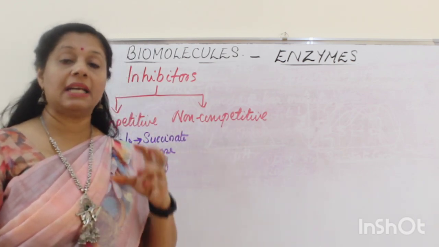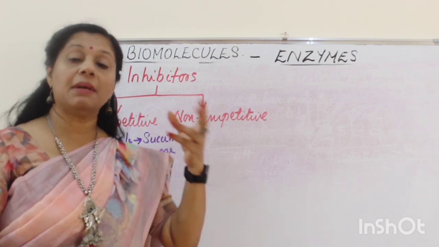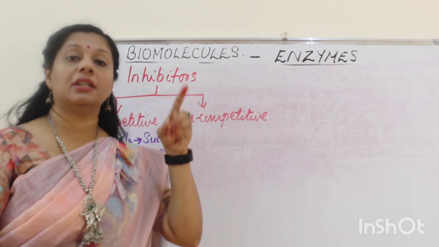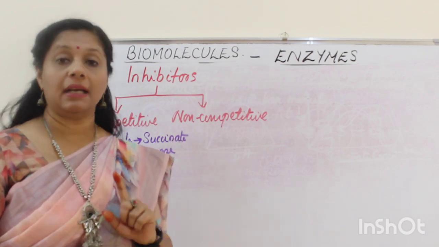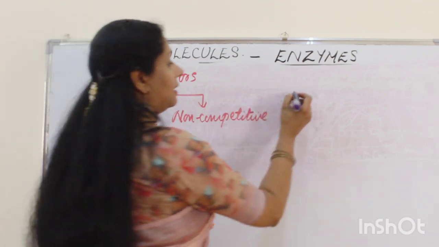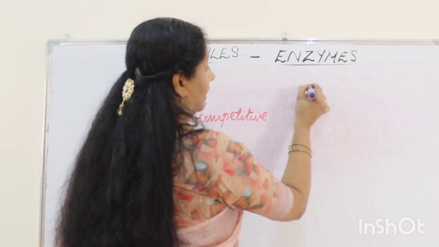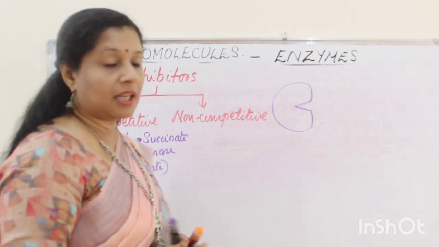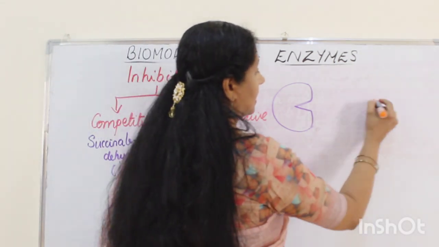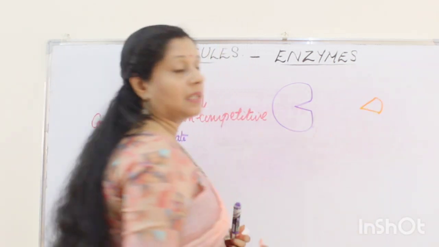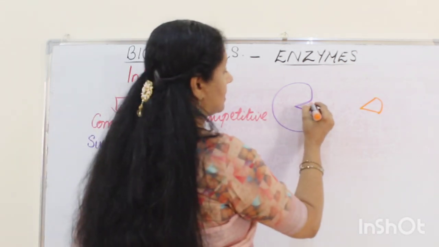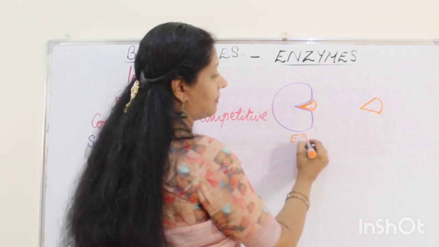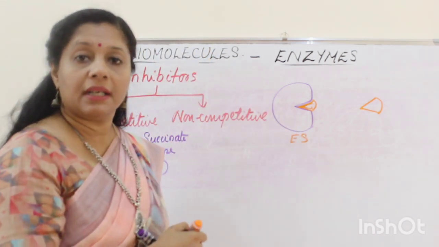Competitive inhibitor means its shape resembles that of the substrate. So what happens, instead of the actual substrate, the competitive inhibitor will bind with the active binding site. For example, suppose we have an enzyme like this with an active site like this, and the actual substrate has a structure like this. So usually the actual substrate will come and bind at this position, forming our enzyme substrate complex and continues the reaction.